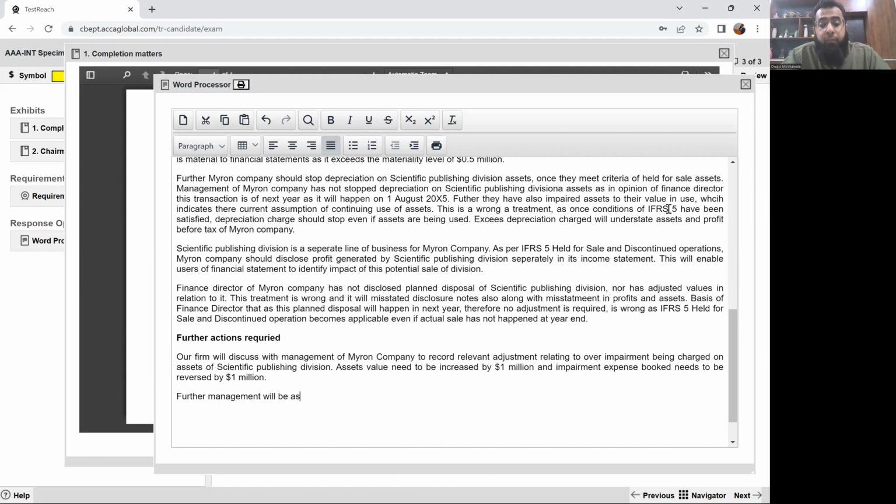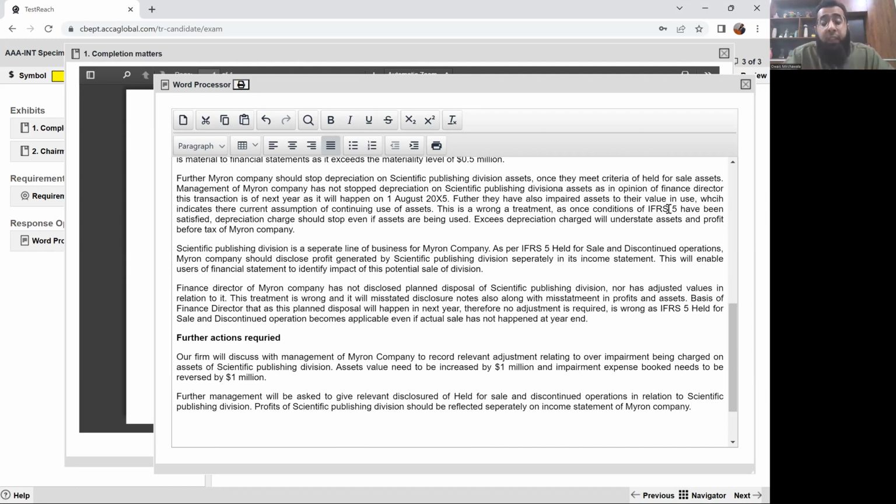management will be asked to give relevant disclosures of held for sale and discontinued operations in relation to the scientific publishing division. Okay, profits of the scientific publishing division should be reflected separately on the income statement of Myron company. Okay, so we will ask them to do these adjustments.